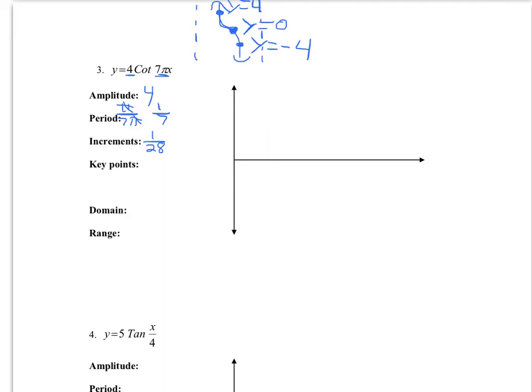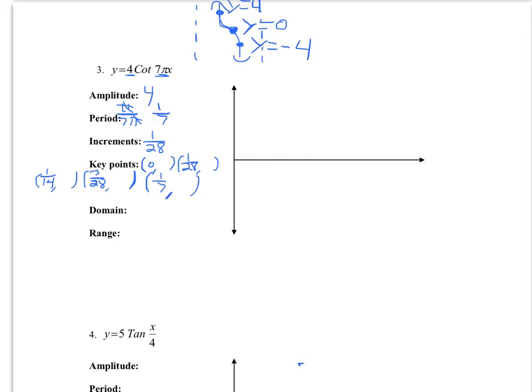Okay, the key points. I'm not moving it left or right, so I know we start at 0. Then the next x value. I always get the x values first because I already figured out the y values. I keep adding 1/28, so I get 1/28. Third x value is going to be 2/28, which reduces to 1/14. Next one's going to be 3/28. And then the fifth key point is going to be 4/28, and that reduces to 1/7, which is the period. So it all makes sense.